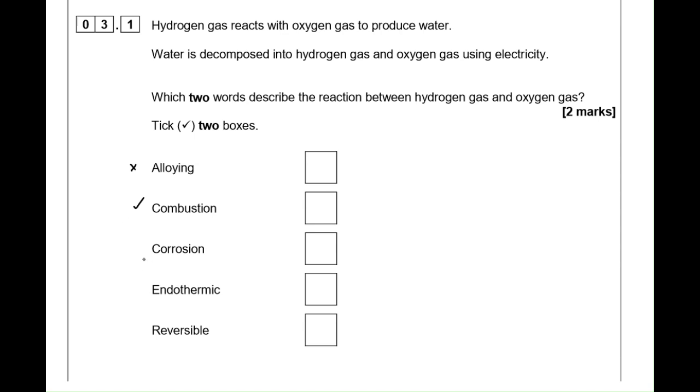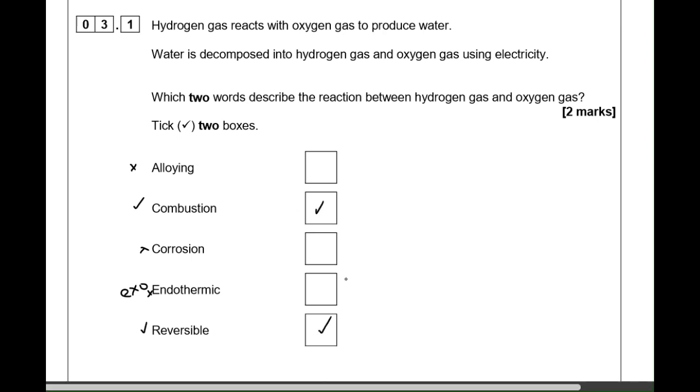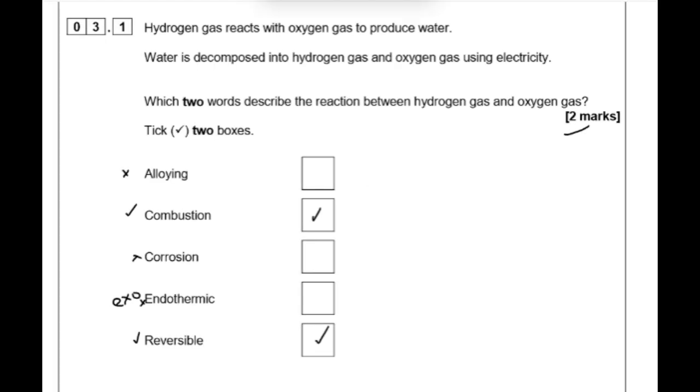Corrosion, no, that's to do with iron rusting. Endothermic, that means energy is put in. Well, when hydrogen reacts with oxygen, it produces energy. It's exothermic. So it must be the fifth one, reversible. And if you look above, you can see that the reaction is reversible. Hydrogen gas reacts with oxygen to make water, and water can be decomposed with electricity. So to get 2 marks, tick combustion and reversible.